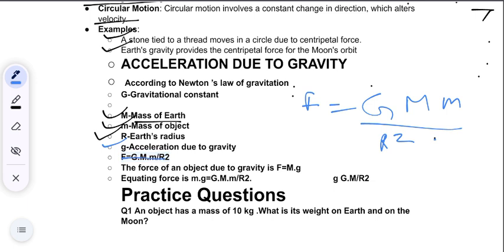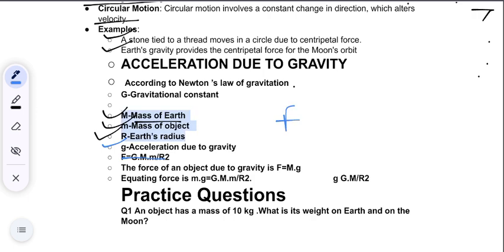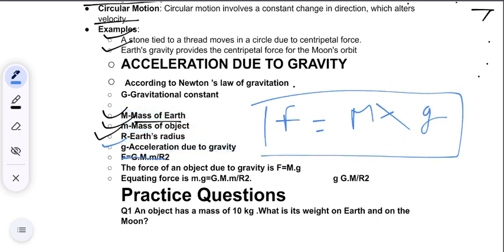The force of an object due to gravity. Now the formula for getting the force of an object due to gravity is F equals m into g, mass of the object into acceleration due to gravity. Okay. Equating force को equating करना is mg equals to G. देखो यहाँ फॉर्मूला दिया गया है m इंटू g.